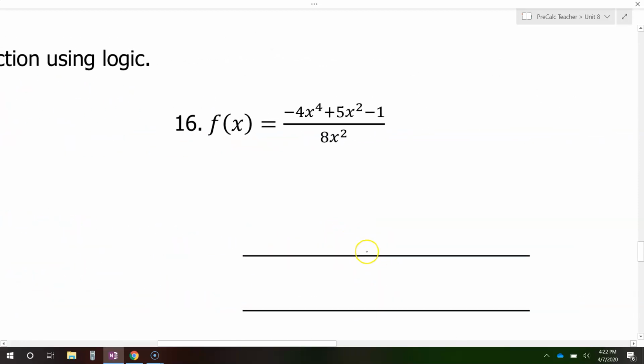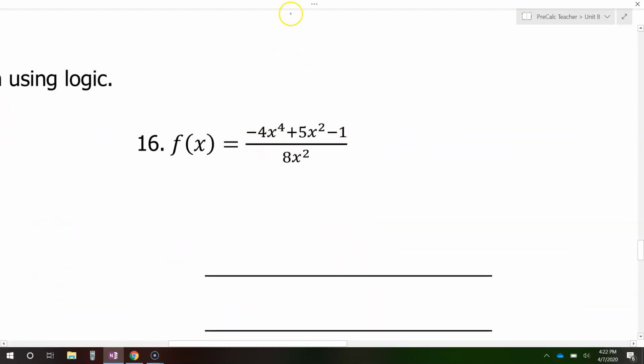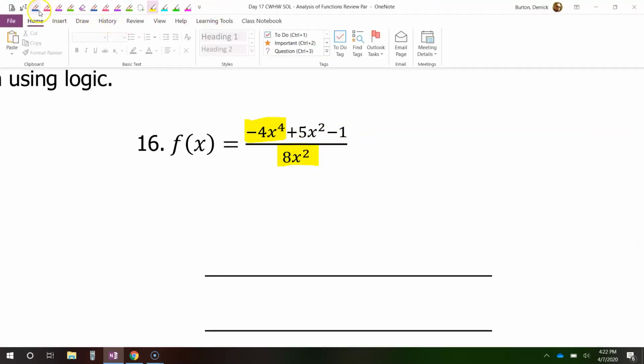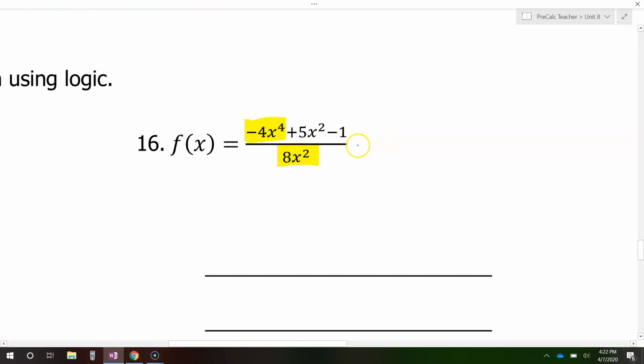All right, let's look at another one. Start with the numerator. Which term has the highest exponent? This one does. So as we get closer and closer to infinity or negative infinity, only this term is going to matter. So we're going to ignore the other terms. The denominator only has one term, so that definitely matters. So as we go to the extremes, positive infinity or negative infinity, this function is going to get closer and closer to being whatever 4x to the fourth power over 8x squared is.